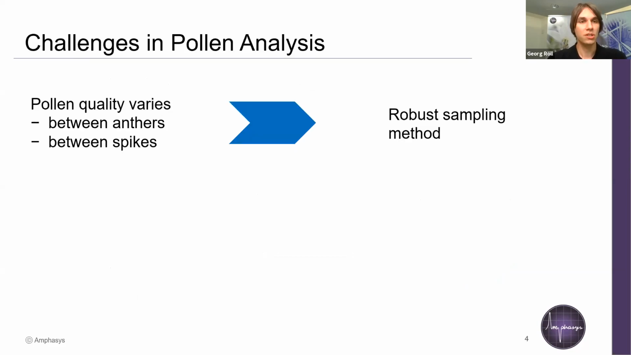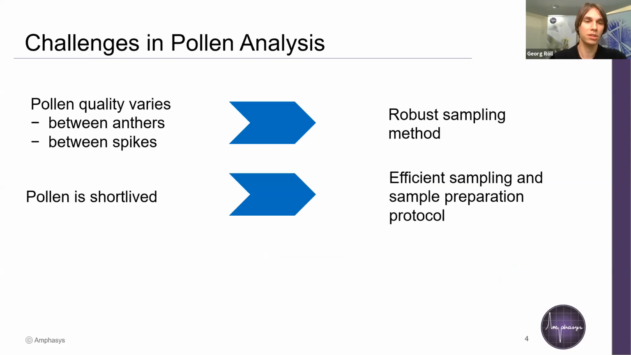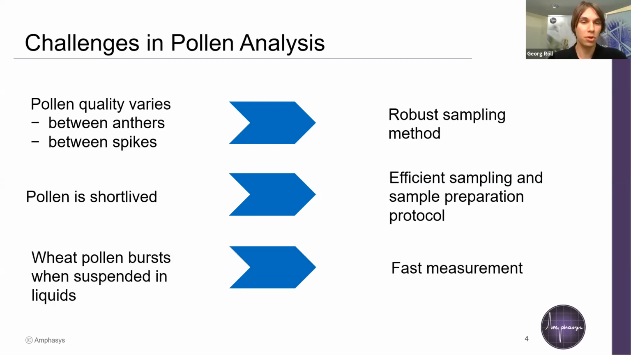So what challenges are there with pollen analysis in cereals? We know that the pollen quality varies between the anthers and the spikes, and this requires a robust sampling method. We also know that the pollen in general is short-lived, and therefore we need an efficient sampling and sample preparation protocol. And with wheat pollen, we have the problem that it bursts really fast if it's suspended in liquids, and this requires fast measurements.